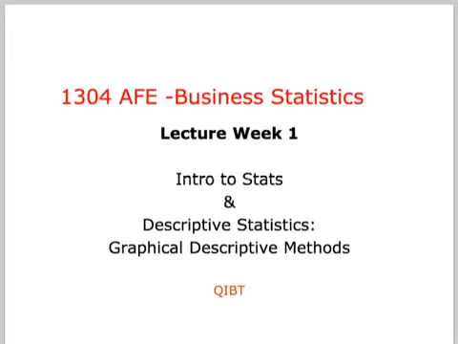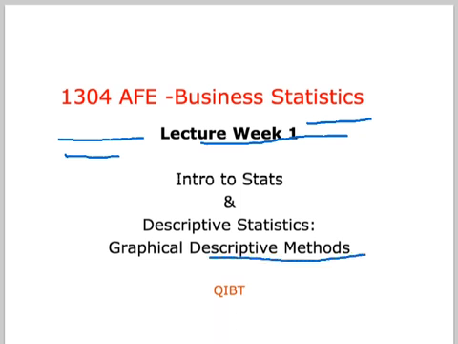Okay, different types of data again. Cross-section, time series. Cross-section data is collected at a certain point in time across a number of units of interest. Right? Time series data is collected over successive points in time. Okay.